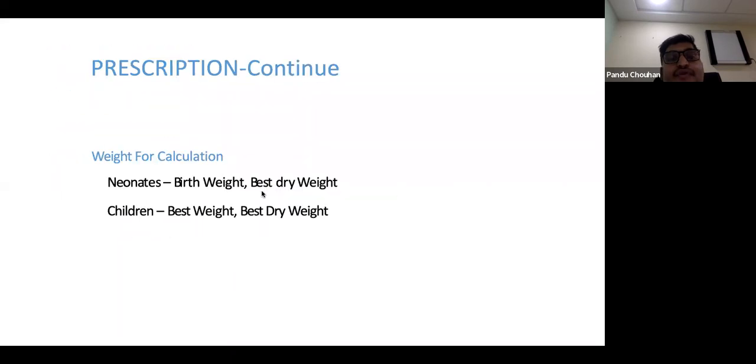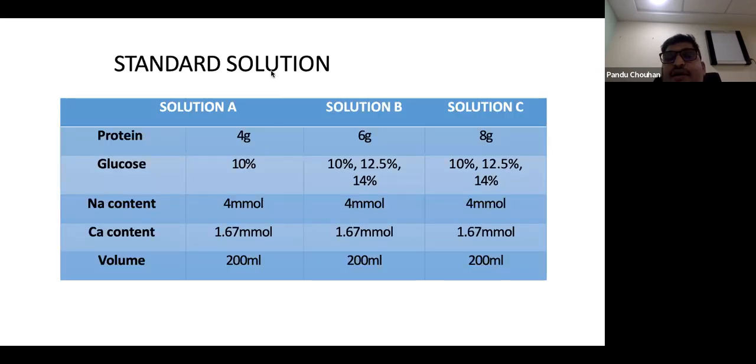So we have calculated. Now how should we administer? How should the TPN be prepared? In the market, standardized TPN bags are available. You can use them according to the weight. However, these TPN bags are not available all over the country, in most geographic regions, as well as in India.